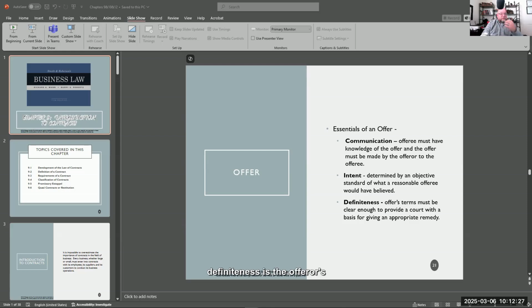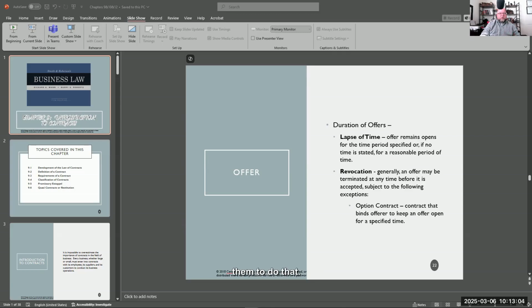Definiteness is that the offer's terms must be clear enough to provide the court with a basis for giving an appropriate remedy. When a contract is designed, now, if you've ever signed on a contract for the purchase of a major good or a major item, you know that they can be confusing in how they're worded. In general, the courts want contracts to be as plain as possible so that all parties understand. And when they begin to make parties whole in contract disputes, it's real easy for them to do that.